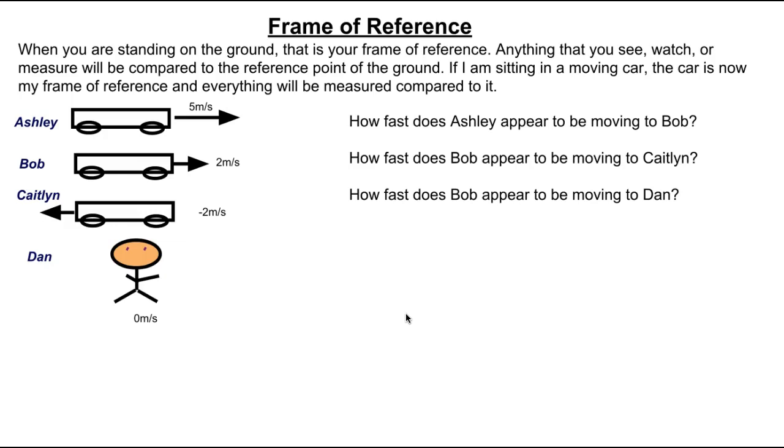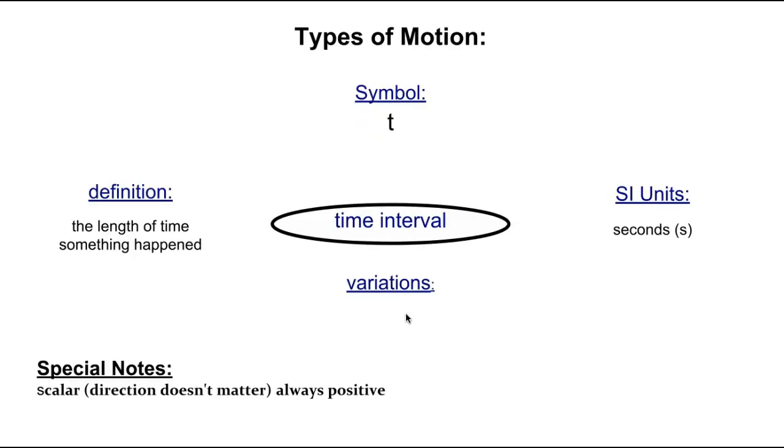All right. So let's look at the very first variable that we'll need to describe motion, and that will be time. I'm going to use the symbol lowercase t in my equations and calculations for time. There are no variations because time is time, all right? And so there's your definition. There's the SI units that we'll be using, and time will always be a scalar quantity, all right?